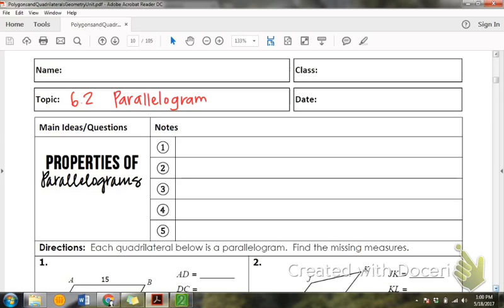All right, so there's a couple things to notice about a parallelogram. First of all, number one, opposite sides are parallel. And so you guys were talking about, you knew the word parallel was in there. It's because the opposite sides are parallel.